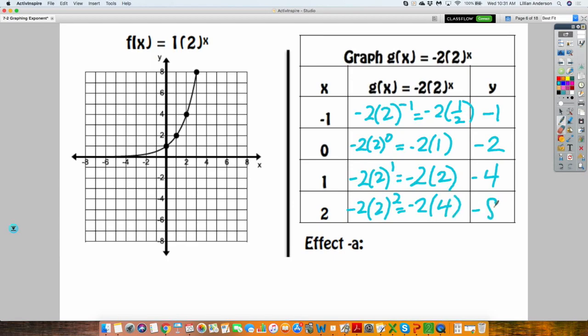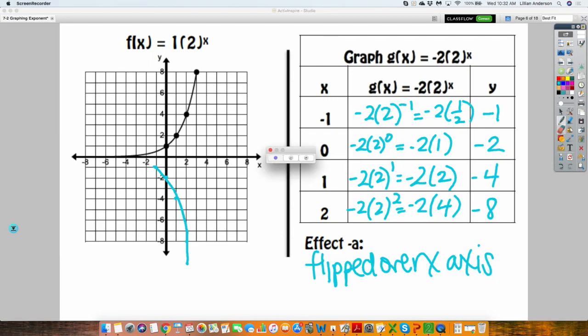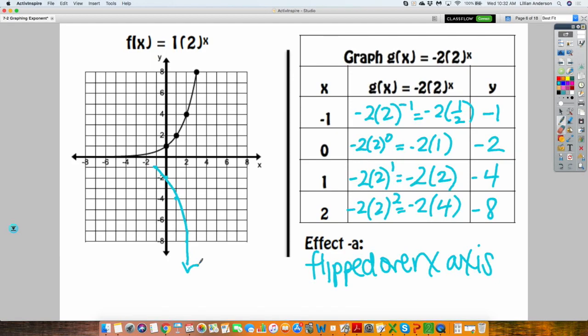Now, a -A does have an effect on the graph, and you'll see it once we start plotting these points. What happened to it? It flipped over the x-axis. So a negative value is going to cause it to flip over the x-axis. Does the horizontal asymptote change? No. Again, the only thing that's going to change the horizontal asymptote is a vertical shift up or down.